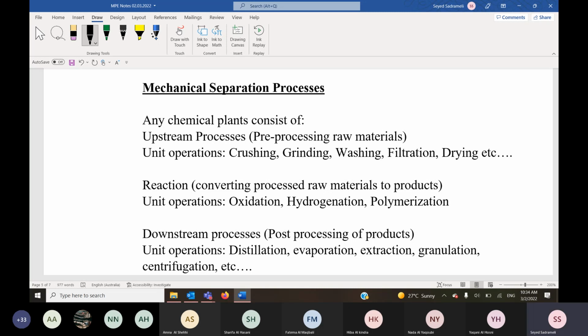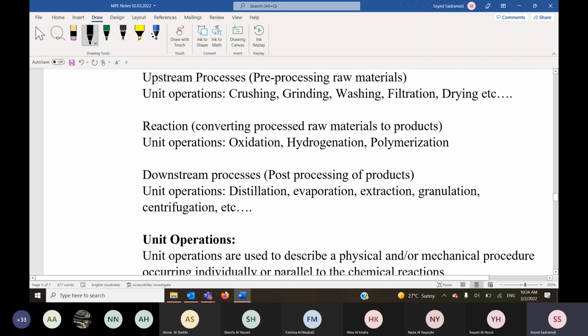Reaction is converting processed raw materials to product. Unit operations are oxidation, hydrogenation, and polymerization. Downstream processes include post-processing of products. So unit operations in these downstream systems are distillation, evaporation, extraction, and granulation.